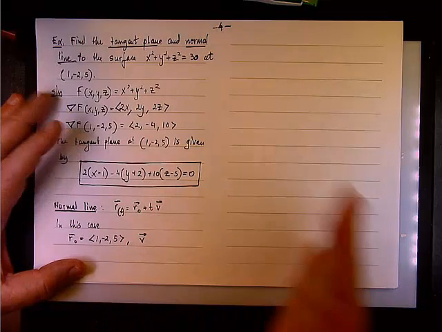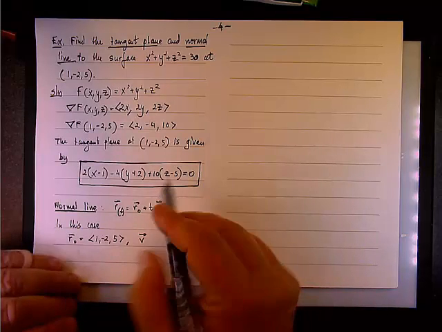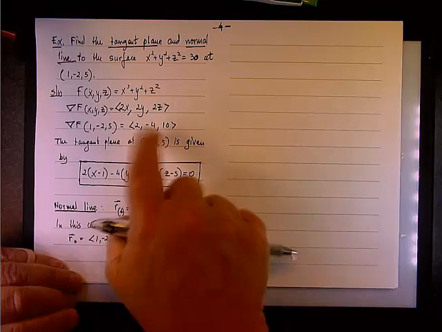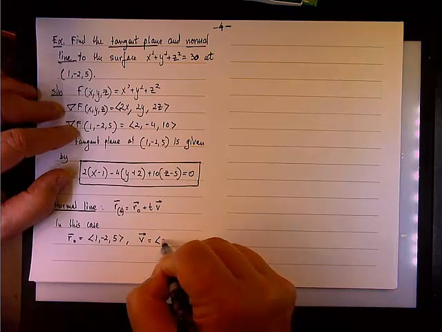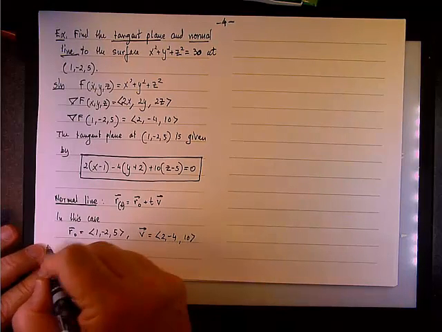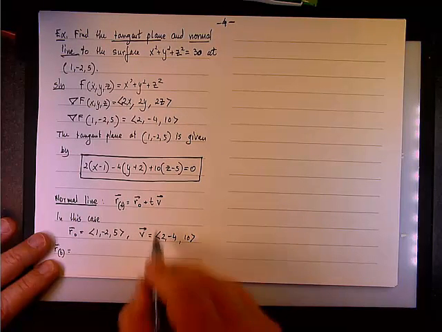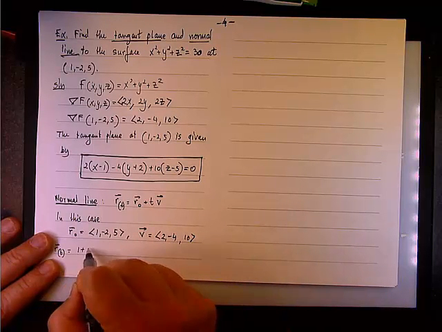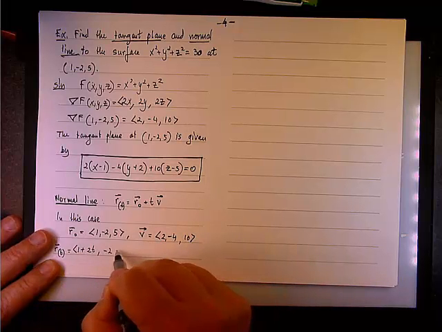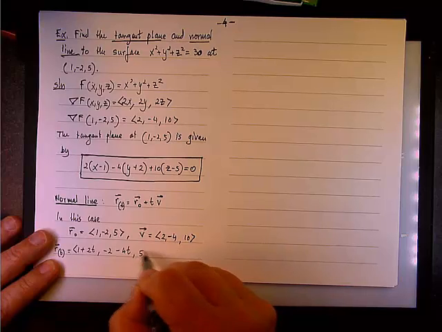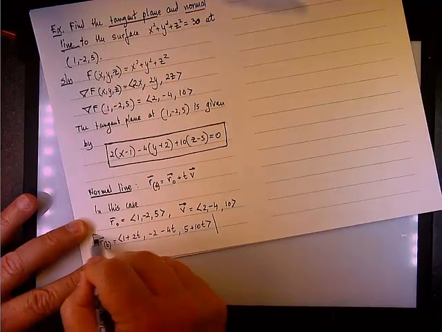And v will be the direction vector, which will be the gradient. So we're going to first write the vector equation of the normal line. It will be 1 plus 2t, then negative 2 minus 4t, and then 5 plus 10t.